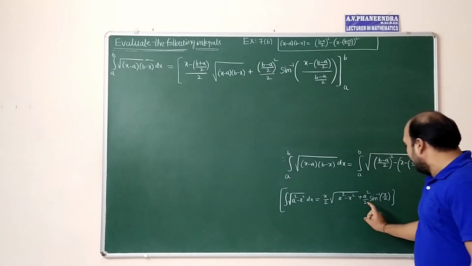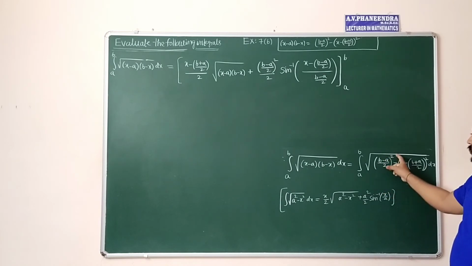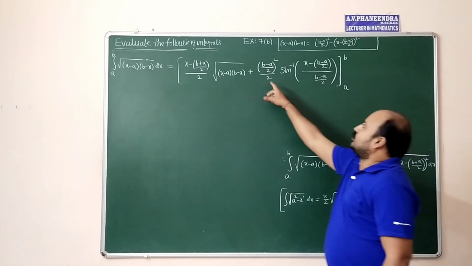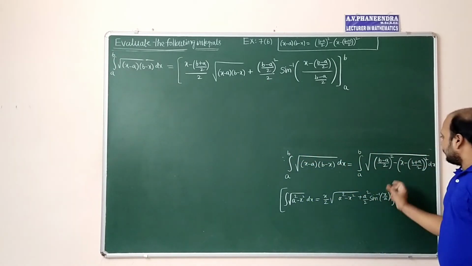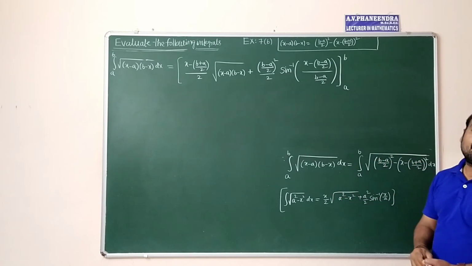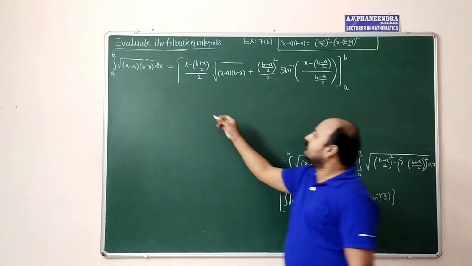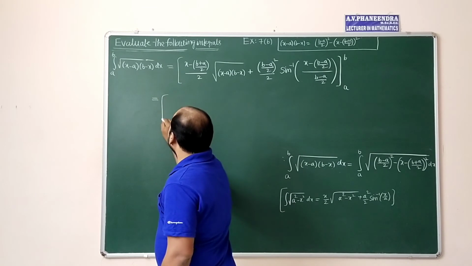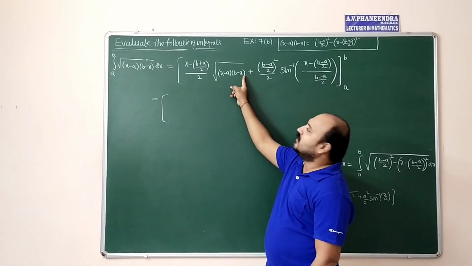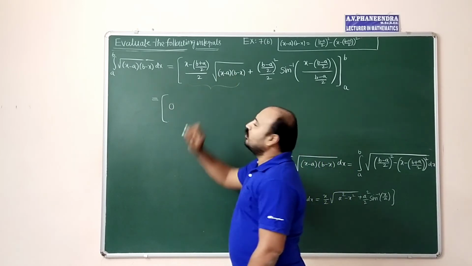Plus a square by 2 here. A square by 2. A square value is what? B minus a whole square by 2. Sorry, 4. That we can substitute there. Sine inverse of x by a. X value is x minus b plus a by 2, by a value is b minus a by 2. Now, in place of x, upper limit b substitute there, which is equal to x is equal to b. If you substitute there, b minus b, this total term goes to be 0. This complete term goes to be 0.